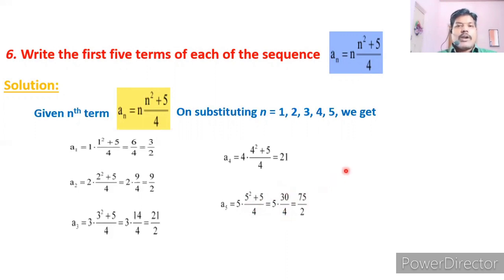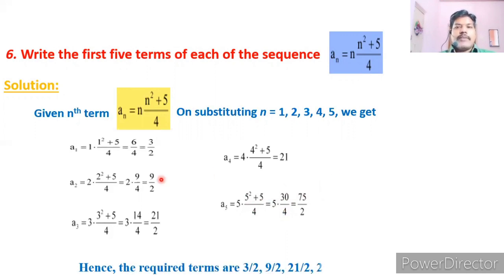So the first 5 terms of the sequence are 3 by 2, 9 by 2, 21 by 2, 21, and 75 by 2. These are the 5 terms of this sequence. Is everything understood, students? In the previous class, we already started this.